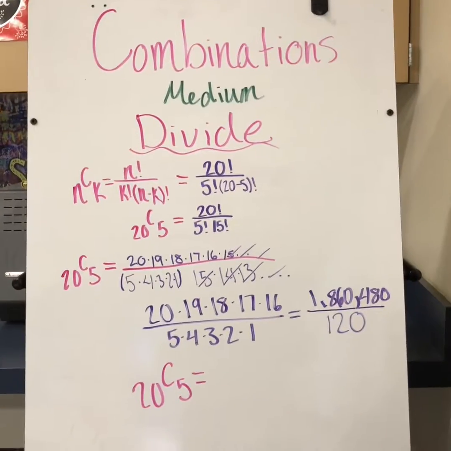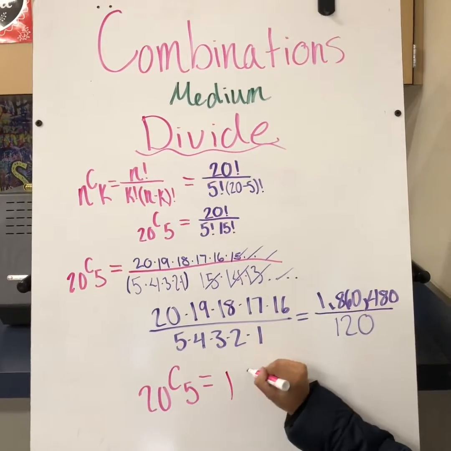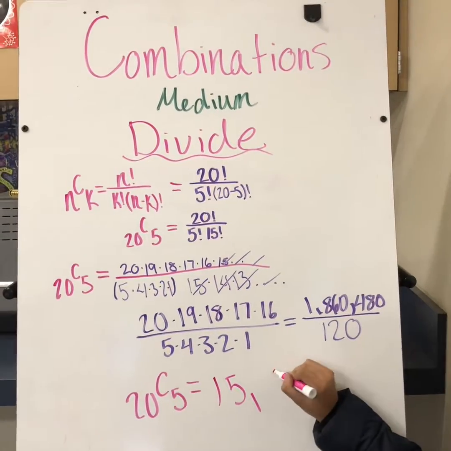And the last step is divide. So 20 choose 5 equals 15,504.